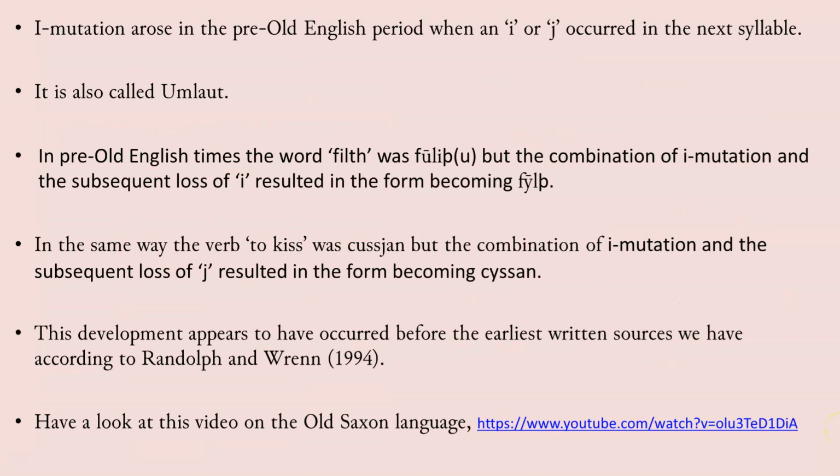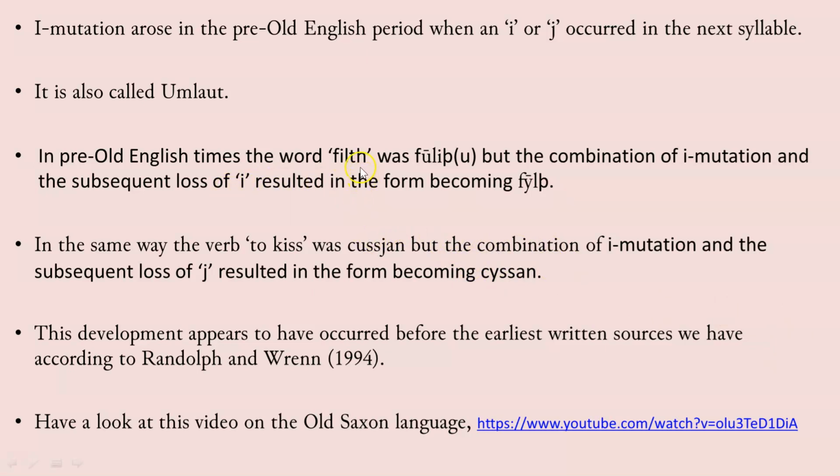Right, now i-mutation arose in the pre-Old English period when an I or a J occurred in the next syllable. So think of the first syllable, then the second syllable, where an I or J occurred in the second syllable. I-mutation arose, and we'll see some examples of that. It's also called umlaut because it affected all the Germanic languages. As you can imagine, umlaut is a German word.